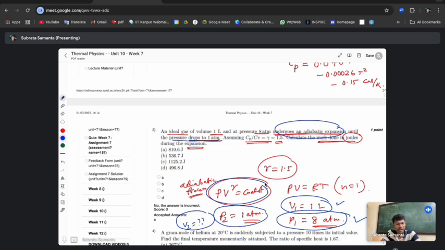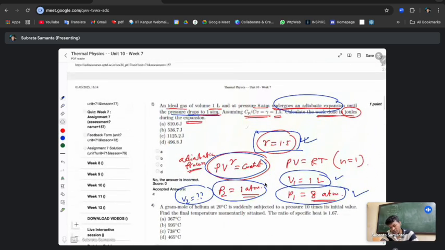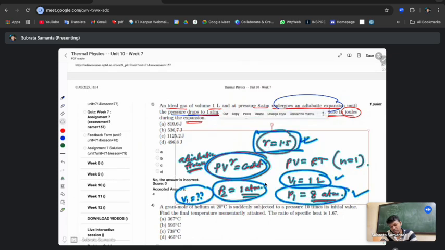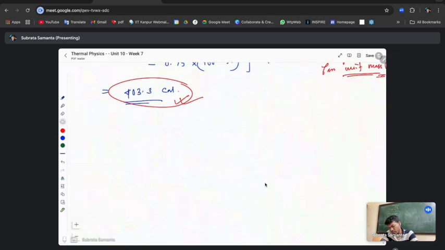When the ideal gas undergoes an adiabatic expansion, gamma is given. It is basically the ratio of Cp by Cv, the heat capacity at constant pressure and at constant volume. So you can easily calculate V2. How to calculate this? Let's first copy this information. Okay, so problem number 3.